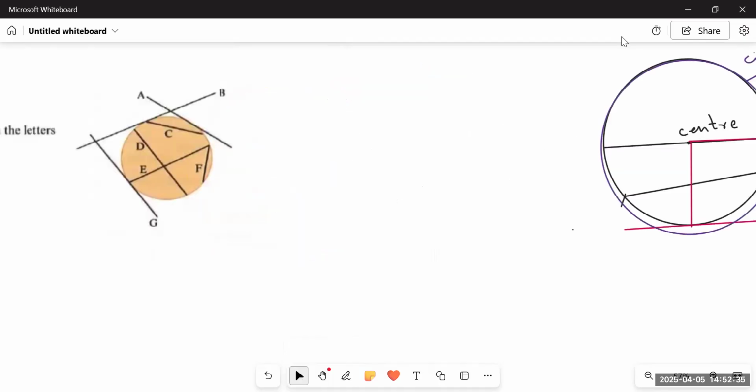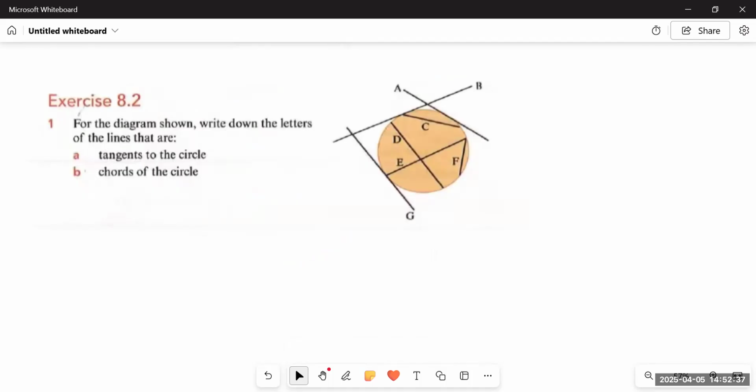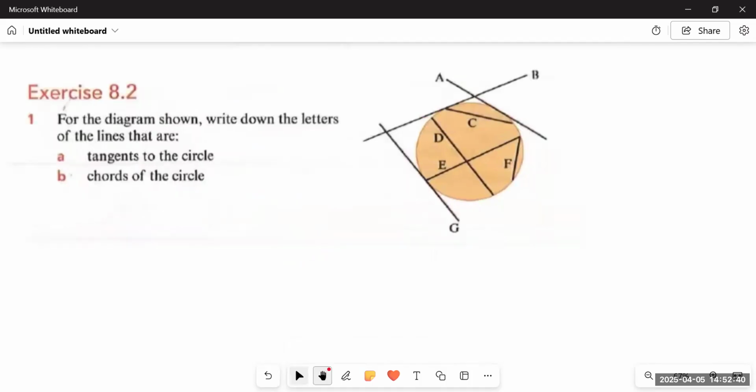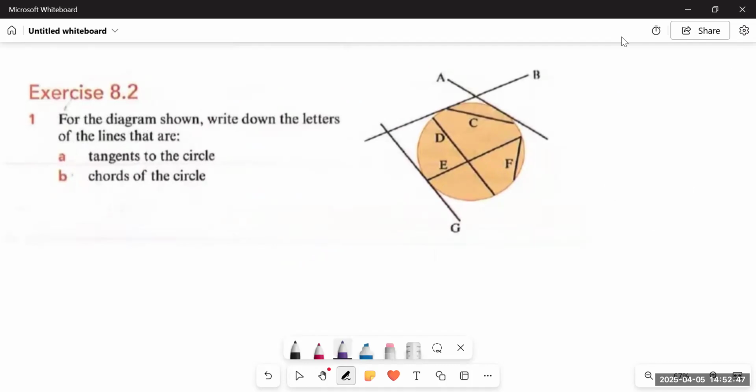Now let's move to question number 1. Let's see what is in question number 1. It says, for the diagram shown, write down the letters of the lines that are tangents to the circle. So if you look at it, this G is a tangent, this B is a tangent, and this A is a tangent. These are the lines that are touching this circle only at one point. G is touching it here, B is touching it over here, and A is touching over here. So these are the three tangents of the circle. We can say A, B, and G are the tangent lines.